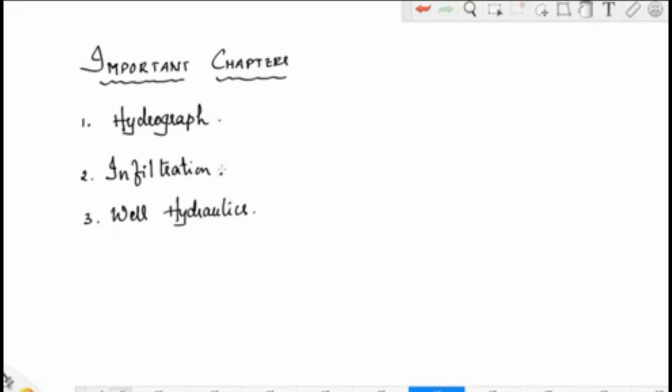So these are important chapters which you have to remember. I hope you have prepared well for the examination. All the best for your examination. If there are any doubts, you can raise your hands. I hope you will do well in the examination. If there are any doubts, you can ask me.